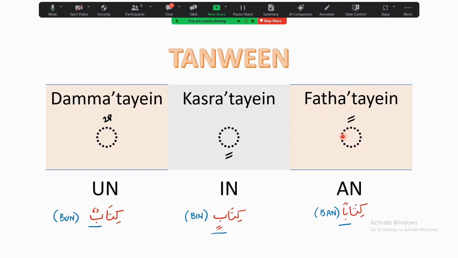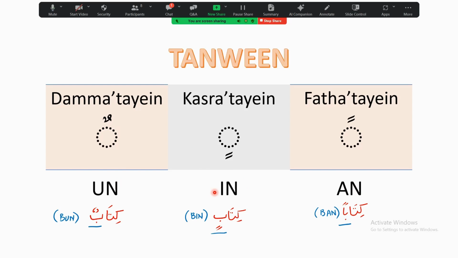So we call this tanween of fatha as fathatain. The tanween of kasra is called kasratain, the two slanting lines that you will see below the letter. And the tanween of dhamma is named dhammatain, and yes, you will see these two symbols above the letter. Also, they make a sound of an, in, and un.